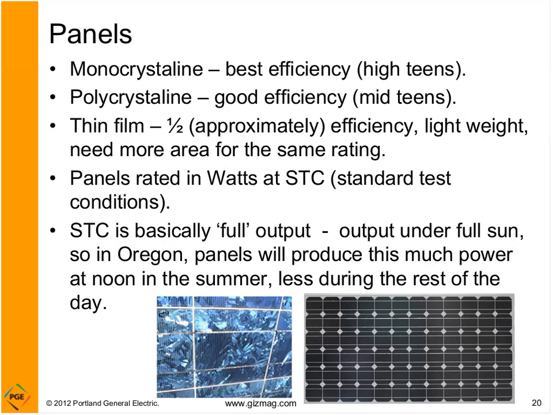In terms of the panels, there are three main types: monocrystalline, polycrystalline types, and thin film types. Monocrystalline has the best efficiency right now in the high teens. So for example, of the 100% of the sunshine that hits one of these panels, you might get 18% of that energy converted into electricity. On polycrystalline, maybe 15% of that would get converted to electricity.